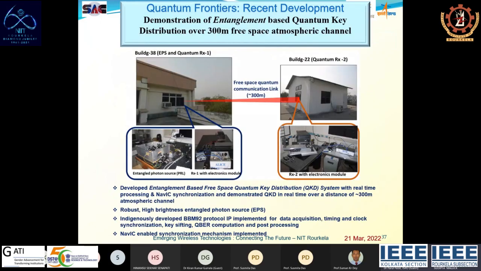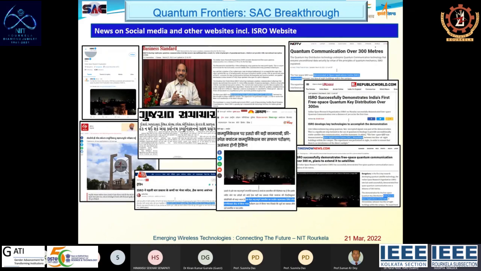And this was a single photon, and now this is an entangled photon also. This February itself we have demonstrated, SAC and PRL together. The entangled photon source was developed by PRL, and the experiment was repeated with entanglement-based quantum key distribution over 300 meters, and that's how we could get a successful demonstration using an entangled photon source also. It was very well appreciated in the entire country.